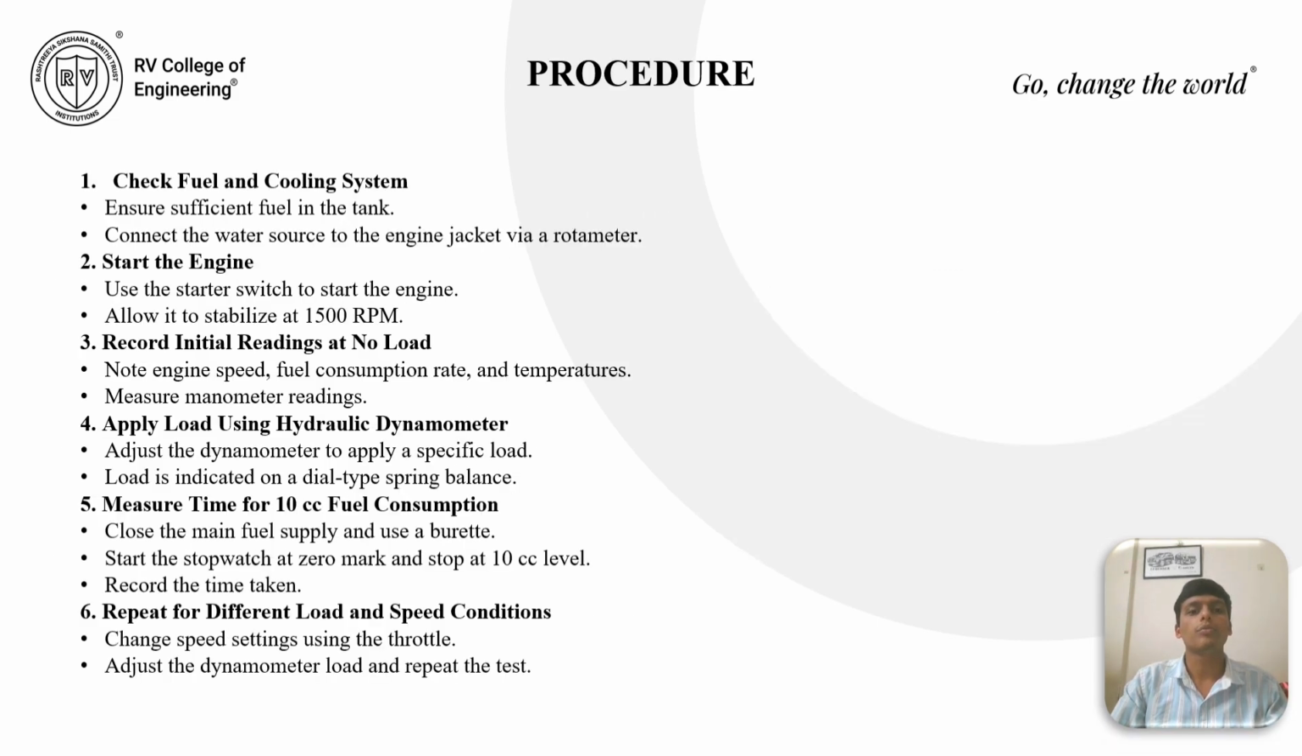The procedure for conducting the experiment is: first, we have to ensure that there is adequate fuel in the tank and connect the cooling water system. Then we start the engine, use the starter switch, and stabilize the engine at 1500 rpm and record the initial data, where we measure speed, fuel consumption rate, and temperature at no load condition, and then apply load in different stages.